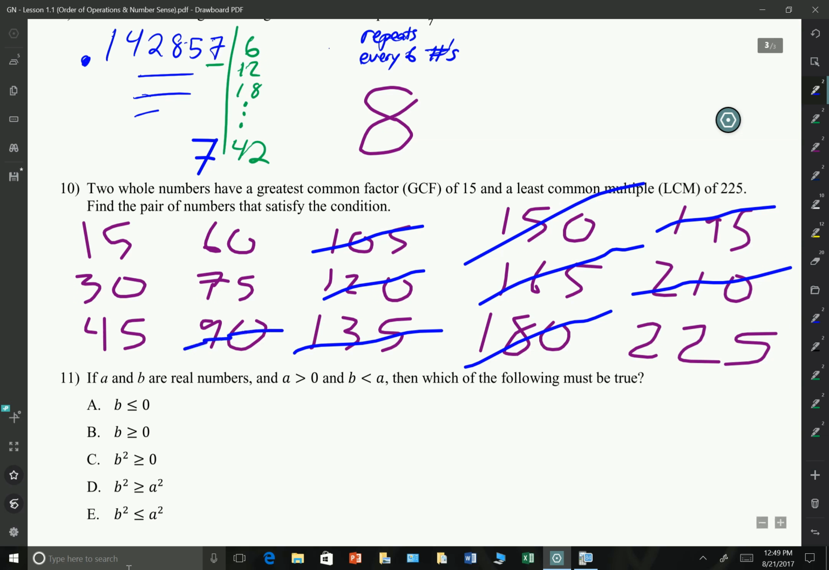How about take 225, divide by 75. Does it go in there? Yes. So there's your first one. 60 doesn't go in there. How about 45? 225 divided by 45? Yep. It goes in there. So guess what your two numbers are?